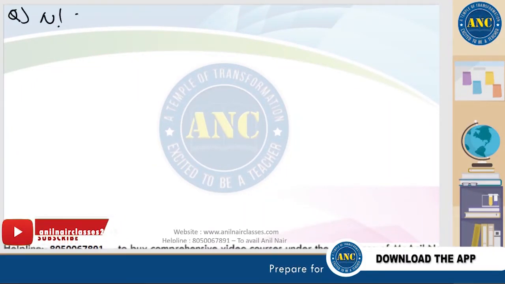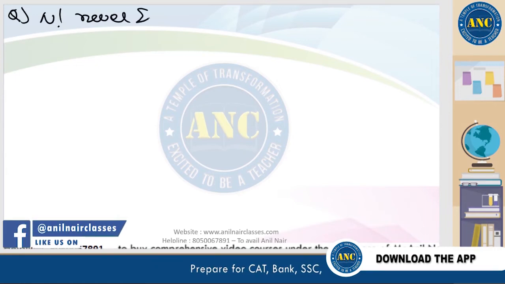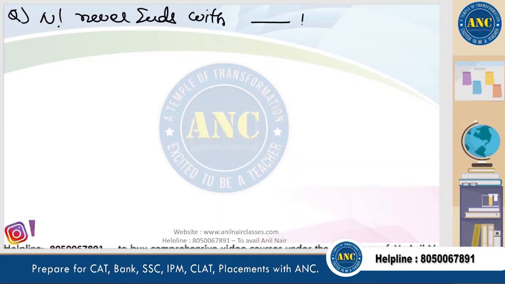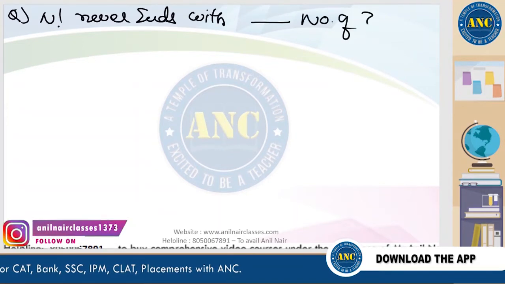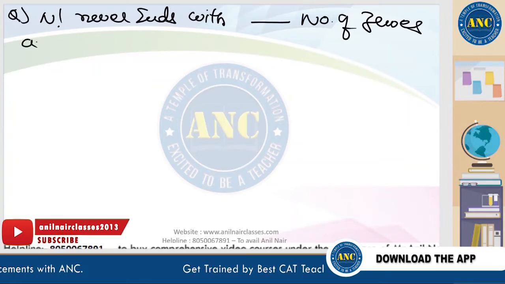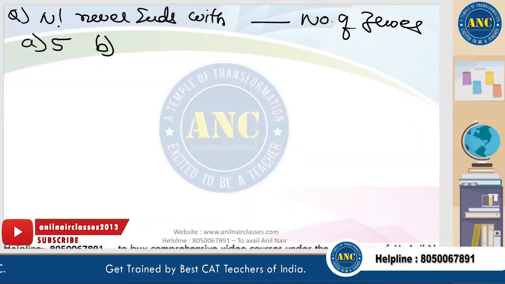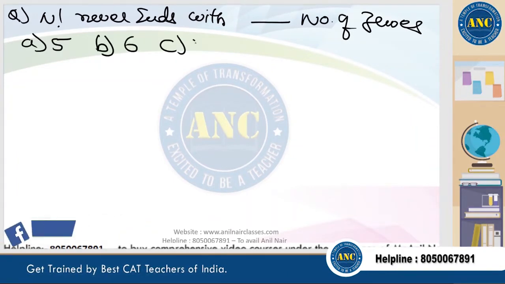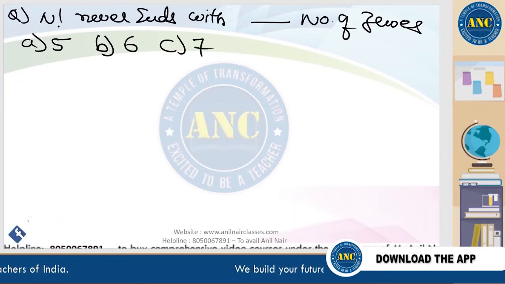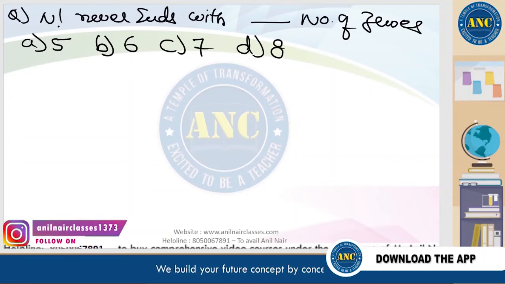N factorial never ends with dash number of zeros. Another beautiful question, sir. Option A, 5, 6, 7, 8. Now let us solve it very logically.